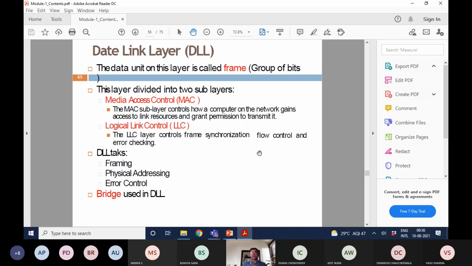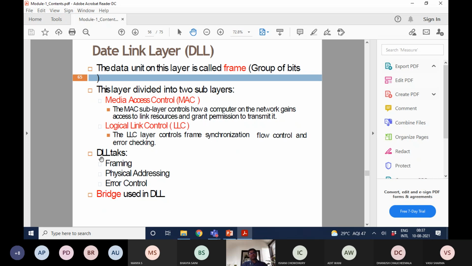Then the logical link control. The data link layer has another responsibility, called flow control and error control. So the logical link control, or LLC, controls the frame synchronization, in which way the frames are being transmitted. That synchronization will be done by the LLC, as well as the error control and flow control. So these are the different responsibilities of the different sub layers. As a whole, this is the responsibility of the data link layer.